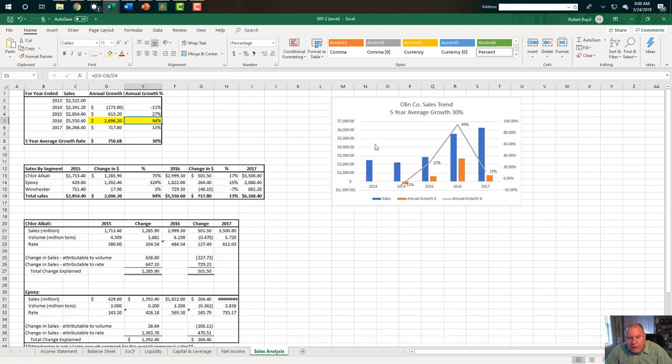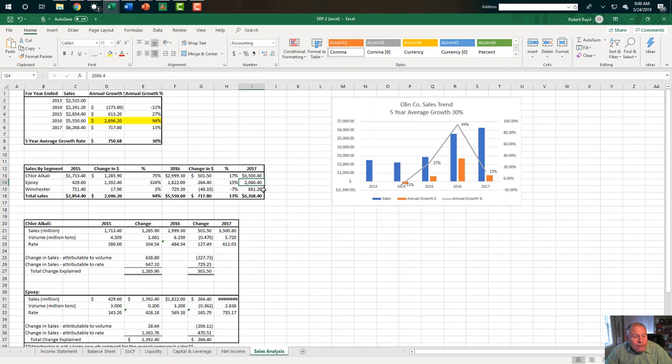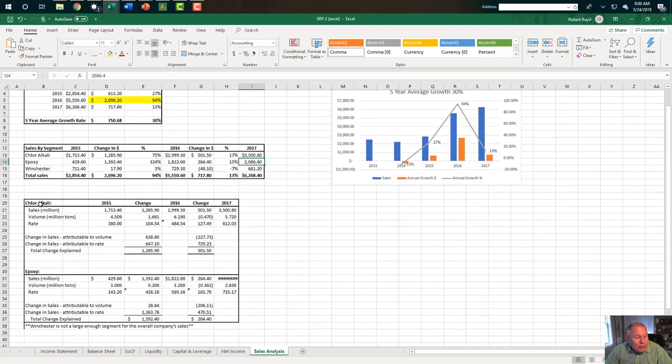And here it is shown visually. They then broke it down by which sector. In this case, it was chlor alkali, epoxy, and Winchester. And we can see where the increase came in. It was all in the epoxy business. So the epoxy business was acquired. So that would be, when we start writing this up and looking at it and forecasting, we've now brought it down to it's right there. That's the business line.